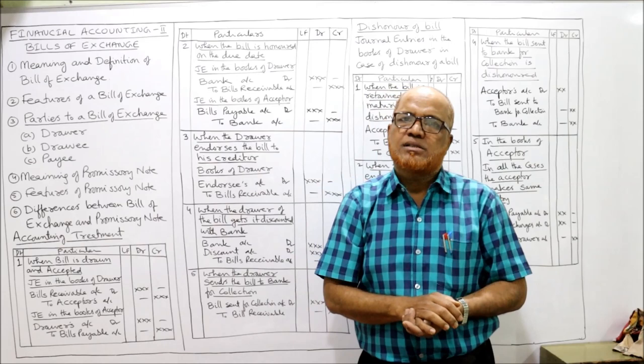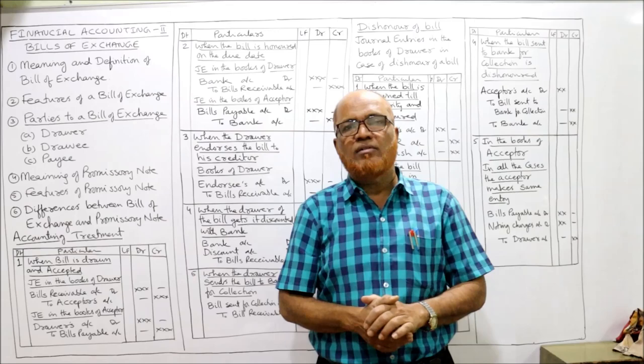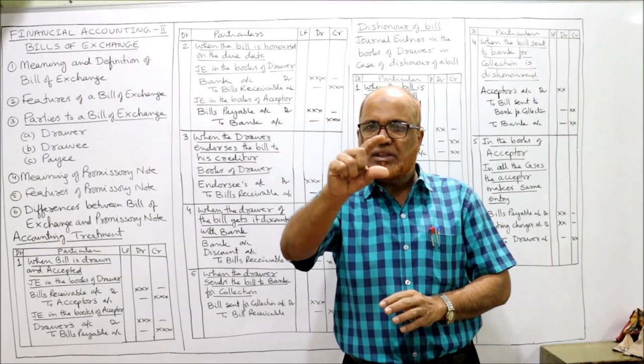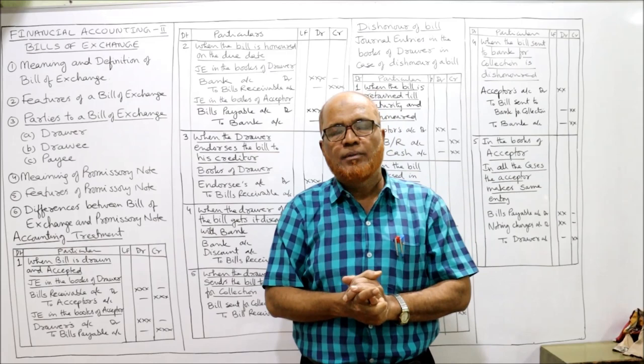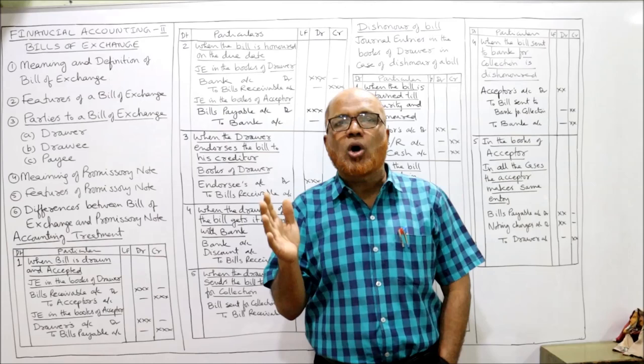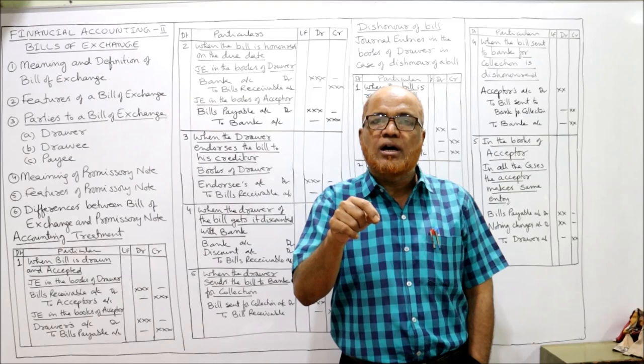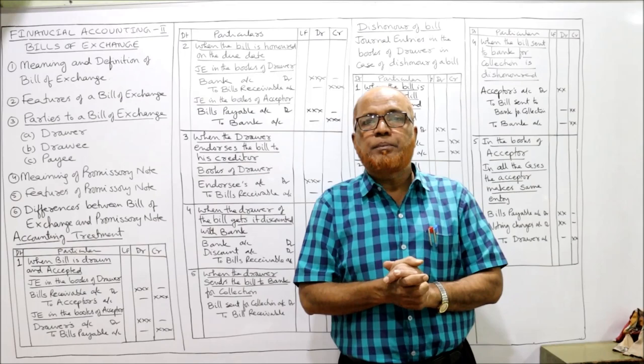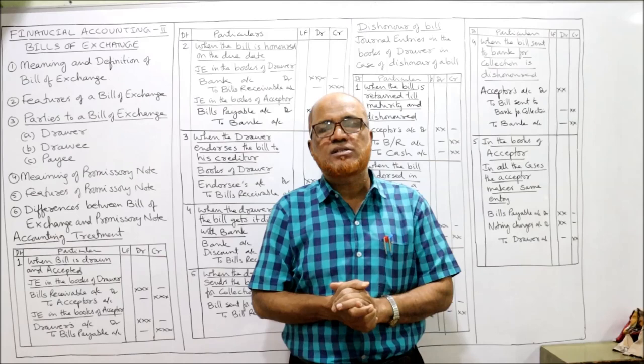Now for this, a definition has been specifically given. In India there is a law, the Indian Negotiable Instruments Act. According to section 5, it has given the complete definition. This definition is very important, you have to learn it by heart, because in this definition all the ingredients and features are included. So a bill of exchange is an instrument in writing containing an unconditional order signed by the maker directing a certain person to pay a certain sum of money only to, or to the order of, a certain person or to the bearer of the instrument. So this is the definition.